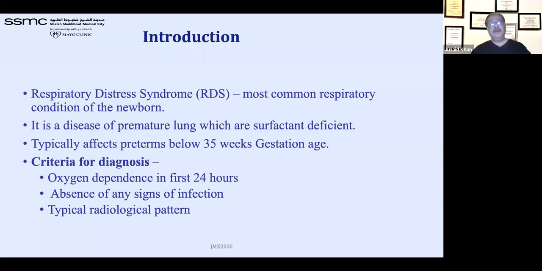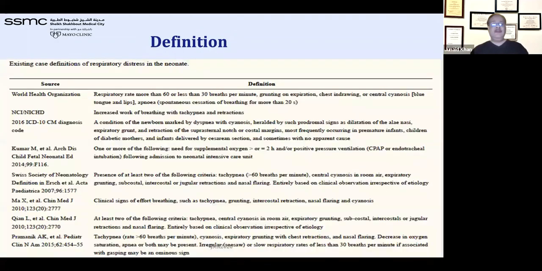But before going into that, we have different kinds of definitions. This is a very busy slide, but look at that. WHO has a definition. Then NICHD, the National Institute of Child Health and Human Development in the USA, then the insurance system has ICD-10 for code diagnosis, then the archive has some. The Swiss society has its own definition, the Chinese has its own definition. If you go through them, all of those definitions are almost the same, a little bit different.